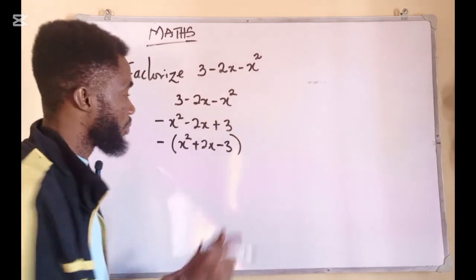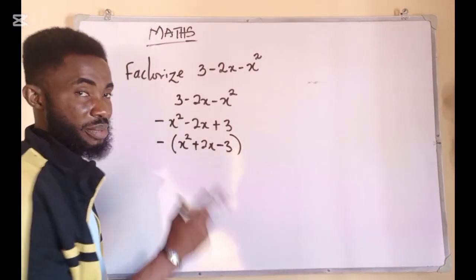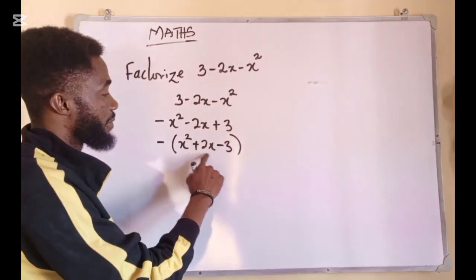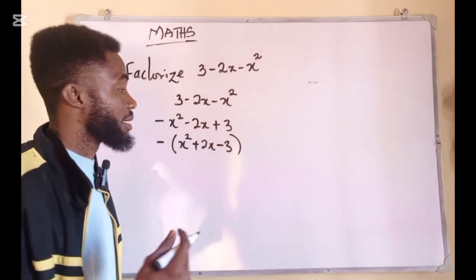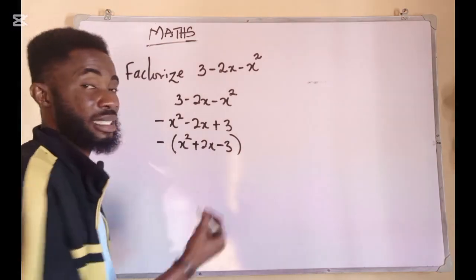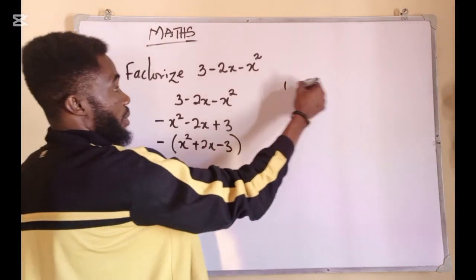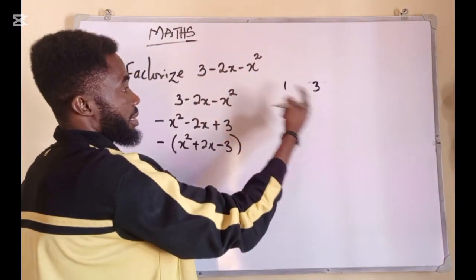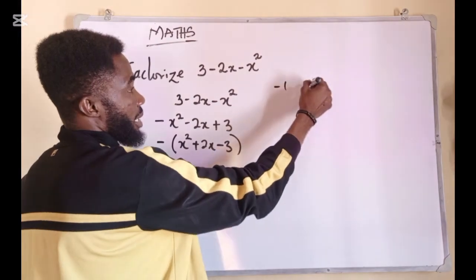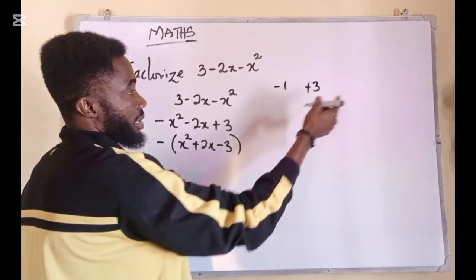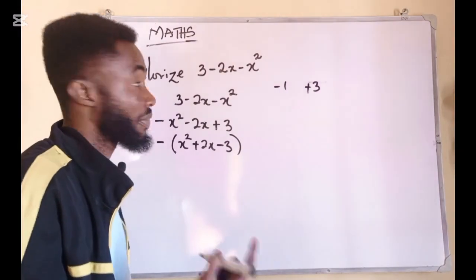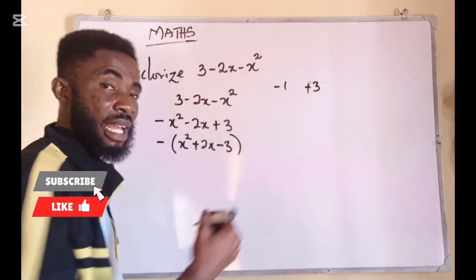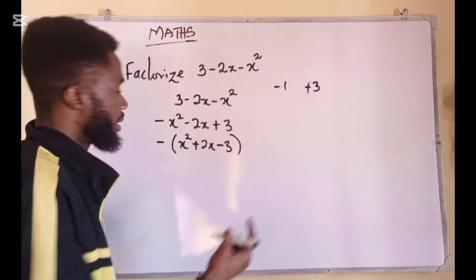Next, we need to factorize this quadratic expression. As earlier known, I'm looking for two numbers that, if I add, give positive 2, and if I multiply the same numbers, give negative 3. Of course, we know that it is 1 and 3. This becomes minus 1 and plus 3, because minus 1 plus 3 gives positive 2, and minus 1 times 3 gives negative 3.